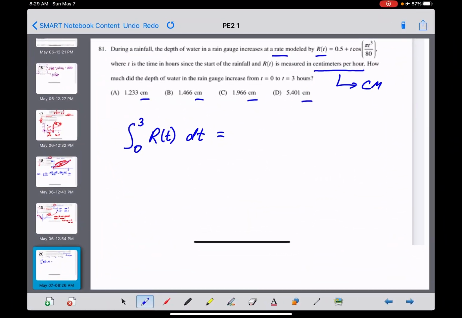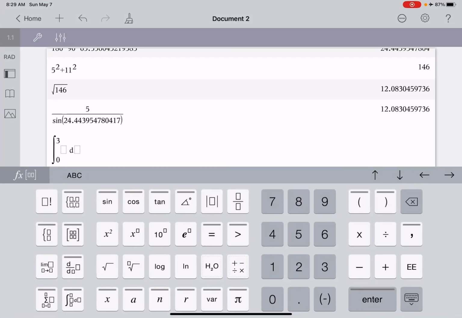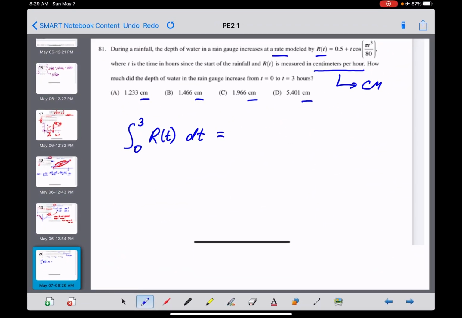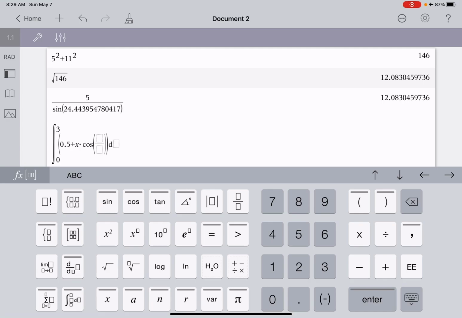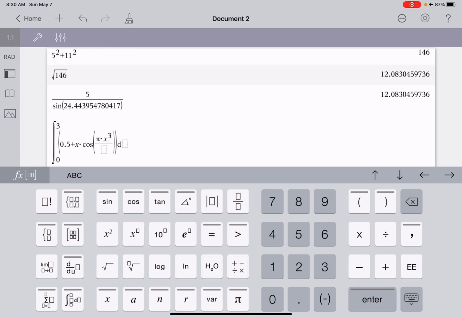So let me go back and forth a couple times here. 0.5 plus t cosine, and then a whole bunch of junk. All right, 0.5 plus, we had a t, you know what, I'm just going to put that in as an x, multiplied by the cosine, and then we had an ugly angle we were taking the cosine of here, pi. I'll make that x squared over 80. All right, gotcha. So here's our fraction right here, and we've got a pi, and that gets multiplied now by x cubed, and then all over 80 on the bottom.